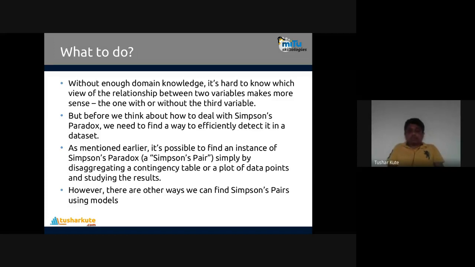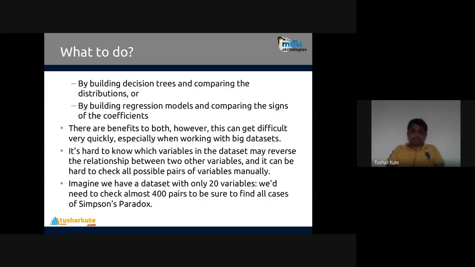But before we think about how to deal with Simpson's paradox, we need to find a way to efficiently detect Simpson's paradox in the data set. Okay. As mentioned earlier, it's possible to find an instance of Simpson's paradox, or a Simpson's pair, by simply disaggregating a contingency table or a plot of two points and studying the results separately. However, there are ways that we can find a Simpson's pair using models also. That's also possible to devise.